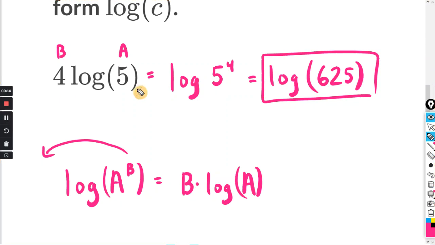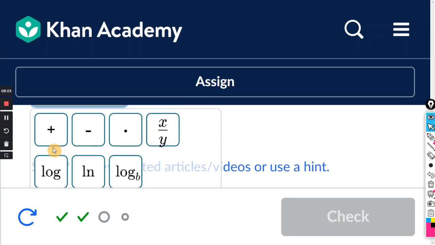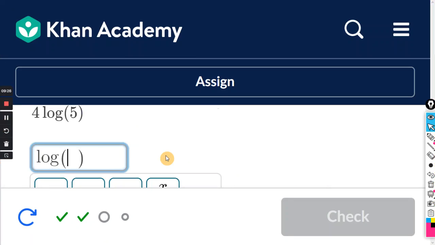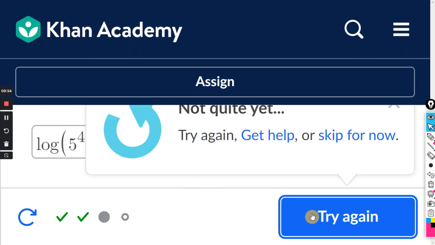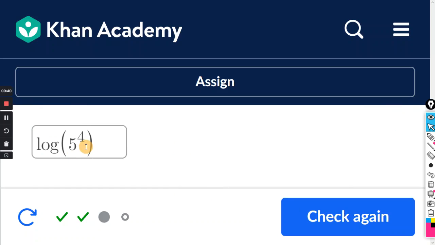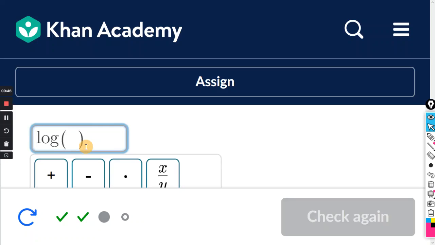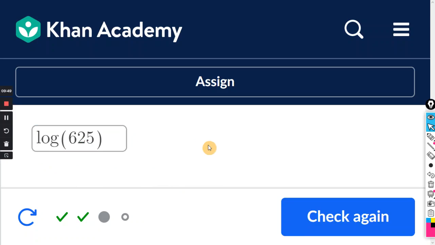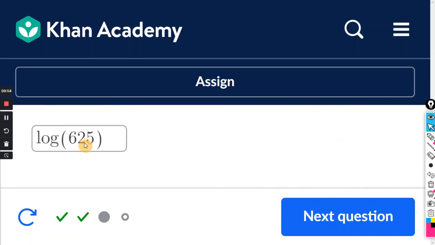All right, I'm going to try to enter it like this. I want to see what happens, but then I'll do this answer here. All right, let's see if we write log of 5 to the 4th power. I want to see if they accept it. Okay, it says not quite yet, so they won't accept it like that. You have to multiply it out. So 5 to the 4th is equivalent to 625. Log of 625. All right, so just make sure you don't leave the exponent in your answer.